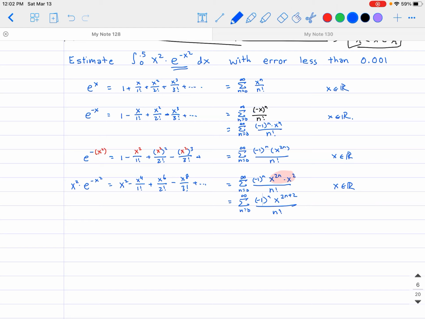Okay, now we're going to go ahead and take the antiderivative of it. So the integral of x squared times e to the -2x. That is going to give us now the first term, x to the 3rd, and then we're going to divide by 3. The second term, we're going to go ahead and take its antiderivative. So that's going to be x to the 5th, and then divide by 5.